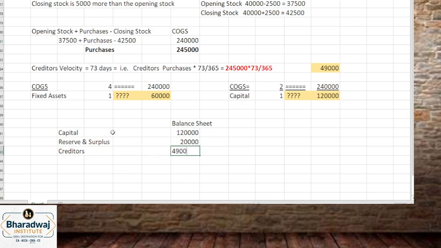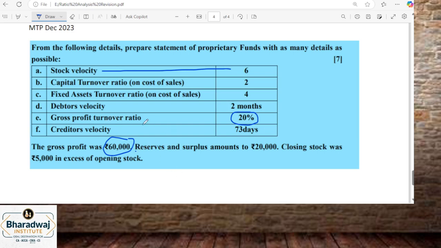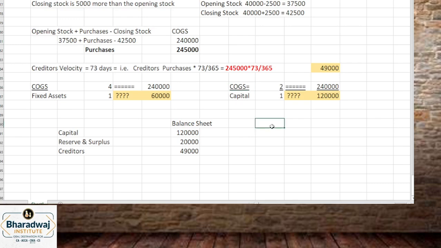Sir, in the question they have given capital turnover ratio on cost of sales. So on cost of sales, capital is nothing but cost of goods sold. Sir, should we not divide capital by cost of sales? No, a turnover ratio is always expressed in terms of sales divided by the respective item. Sales or cost of sales divided by the respective item. A turnover ratio is expressed in relation to sales: sales divided by debtors, or cost of goods sold divided by stock, similarly cost of goods sold divided by fixed assets. Okay sir, okay.